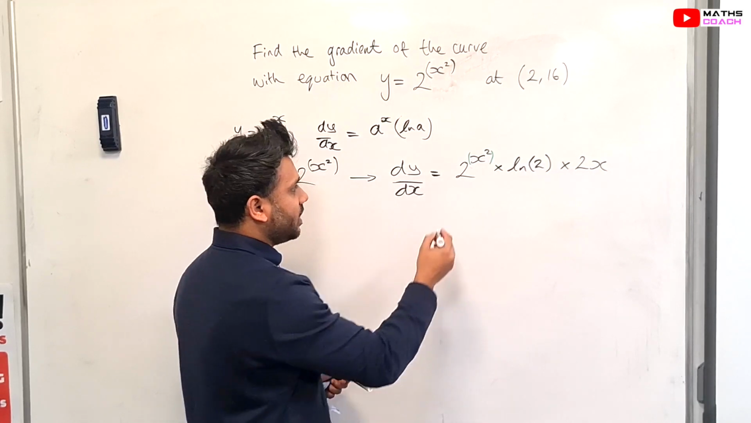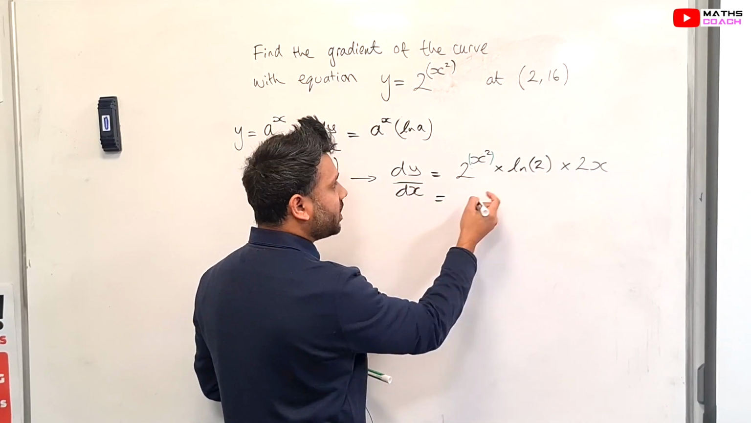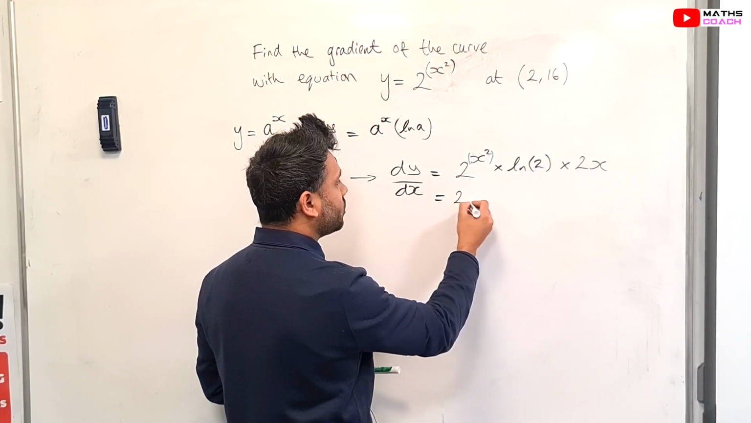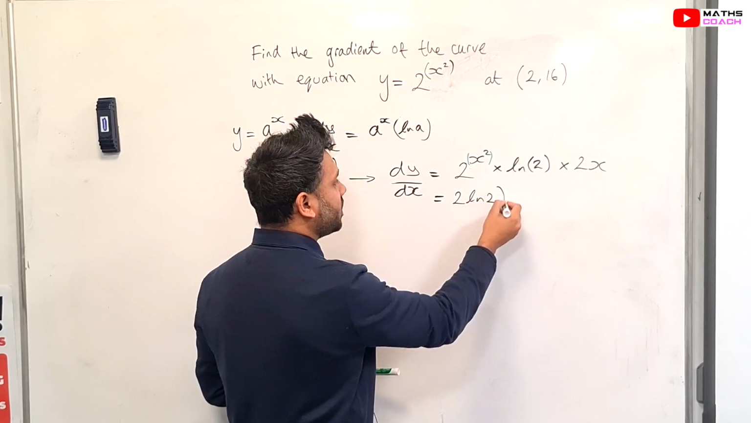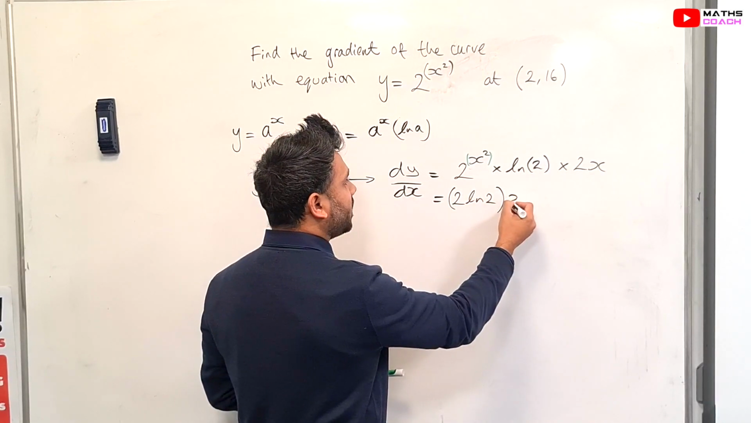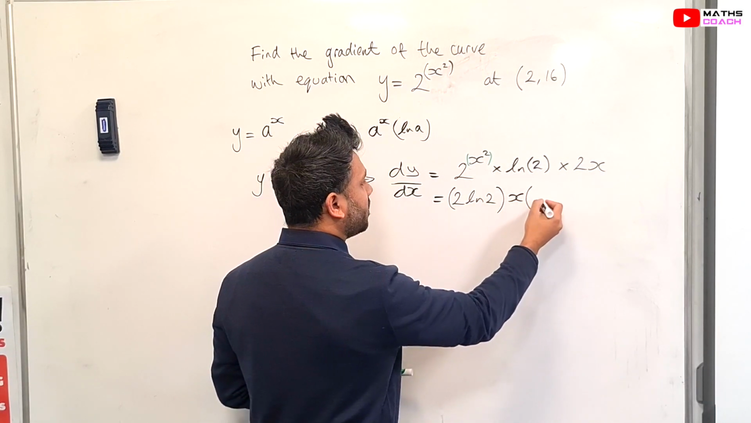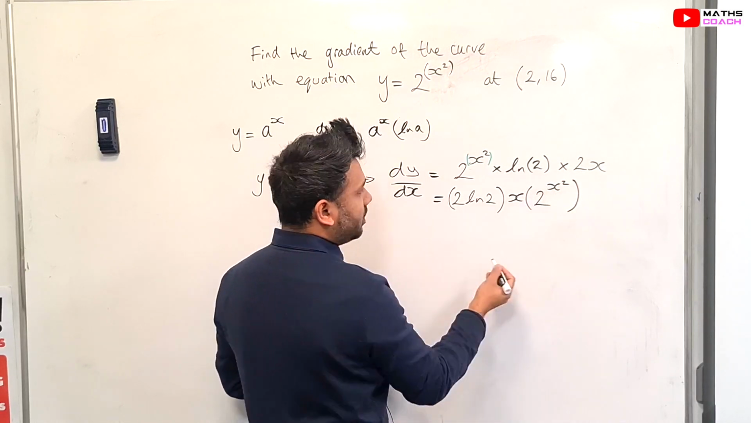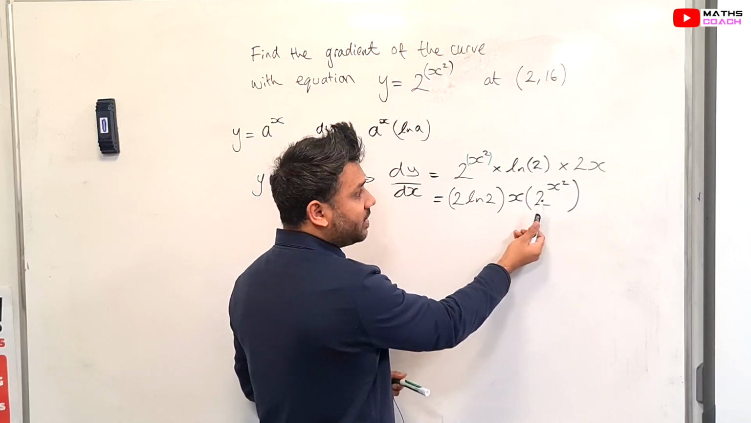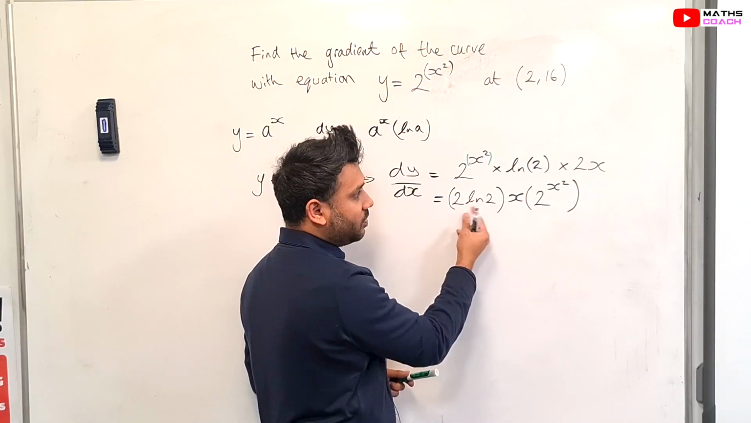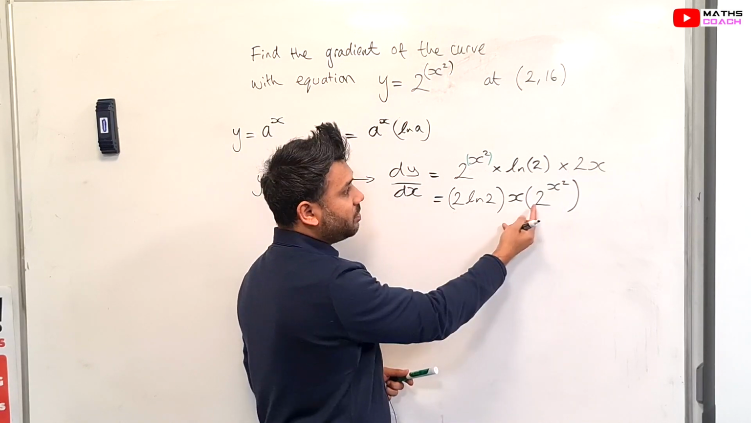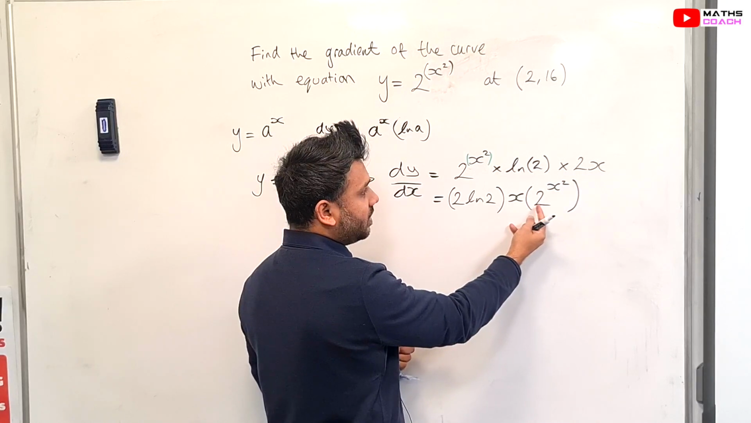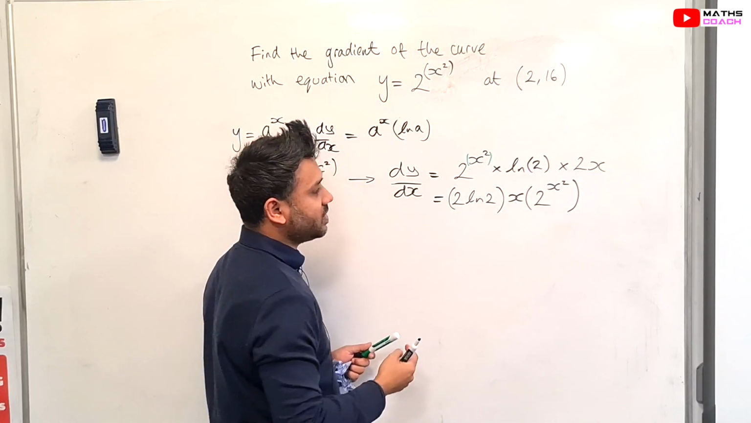2x. Okay, and now just to simplify this a little bit, the constants 2 times ln 2 is our constant, times x, and then times the exponential 2 to the power of x squared. You can see here that the base number has to be kept separate from the other two here, because that base here has a power of x squared, whereas this 2 is just by itself.